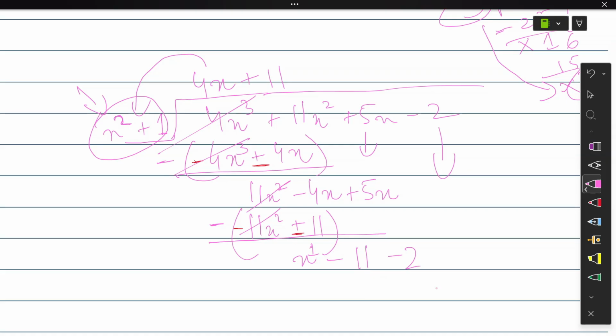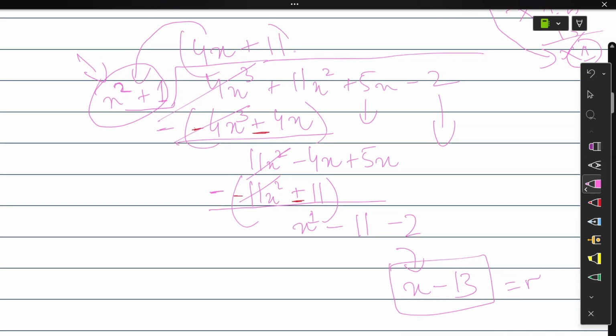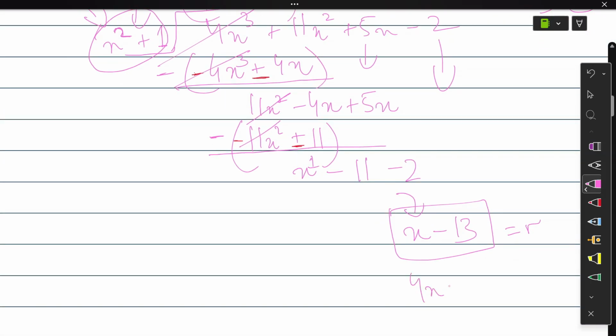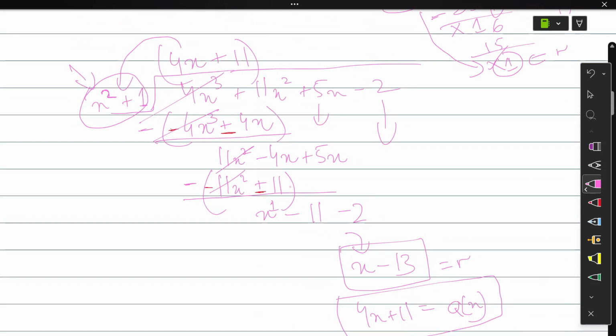You're going to do no further calculation and simplify this to become x minus 11 minus 2 is minus 13. So x minus 13 becomes your remainder, and the remaining term here, 4x plus 11, becomes your quotient. Q of x, and that is your answer. Quotient और remainder ढूंढना था, तो ये हमने निकाल के दिखा दिया. ठीक है, so let's just move on.